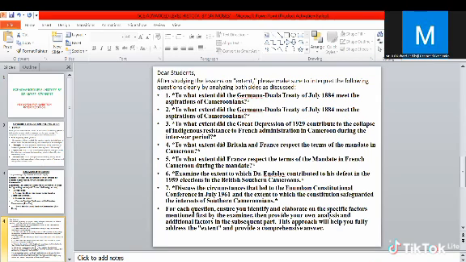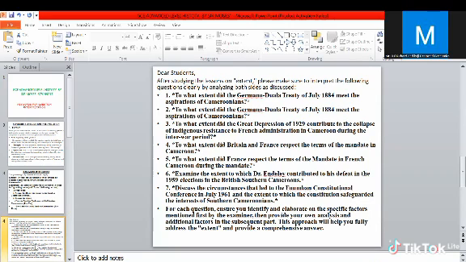Question 1. To what extent did the Germano-Douala Treaty of July 1884 meet the aspirations of Southern Cameroonians? Question 2. To what extent did the Great Depression of 1929 contribute to the collapse of indigenous resistance to French administration in Cameroon during the interwar period? Next question. To what extent did Britain and France respect the terms of the mandate in Cameroon? Next question. To what extent did France respect the terms of the mandate in French Cameroon during the mandate?